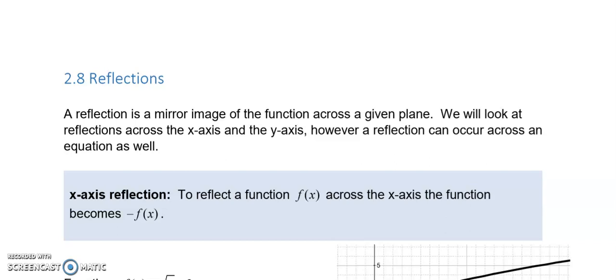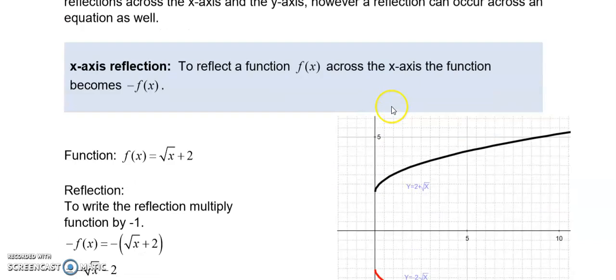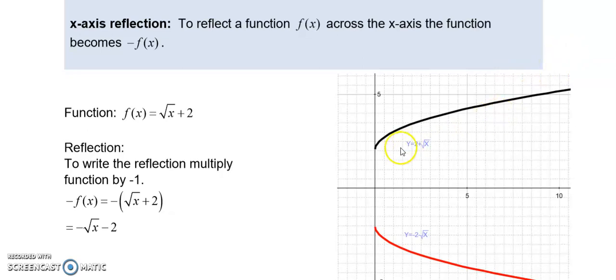This begins on page 28 in your textbook, and this is called reflections. Your textbook shows two types of reflection. I'm actually going to show you a third type as well. If you look carefully here, you will see a graph. The graph in black is supposed to be y equals 2 plus the square root of x.